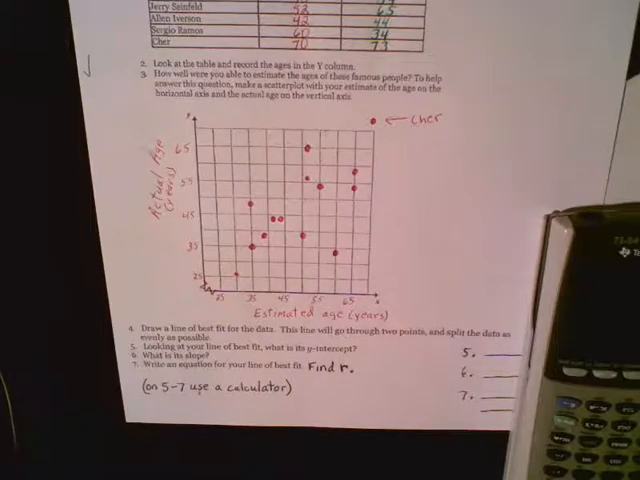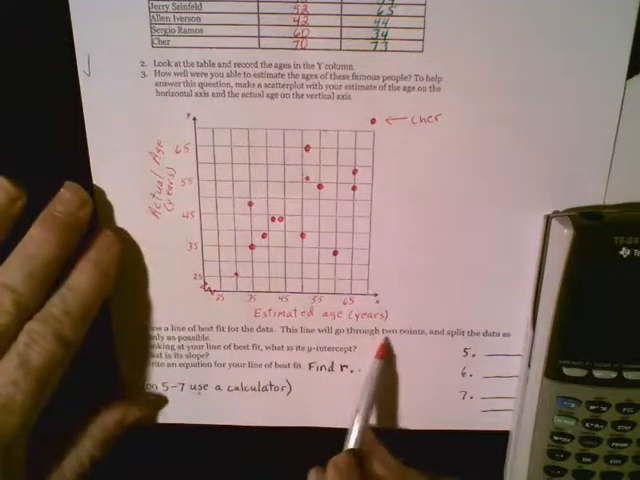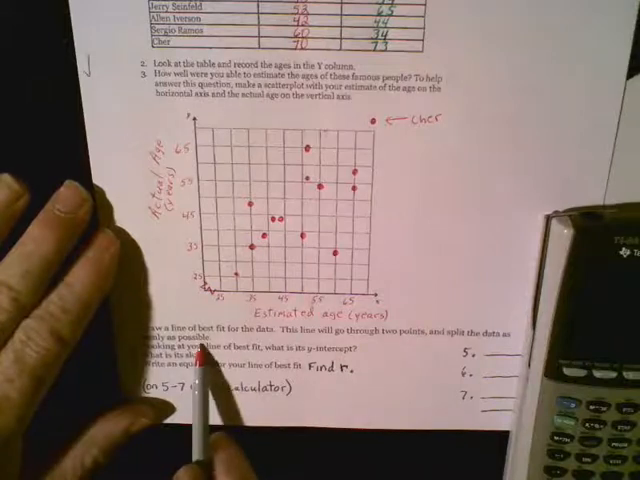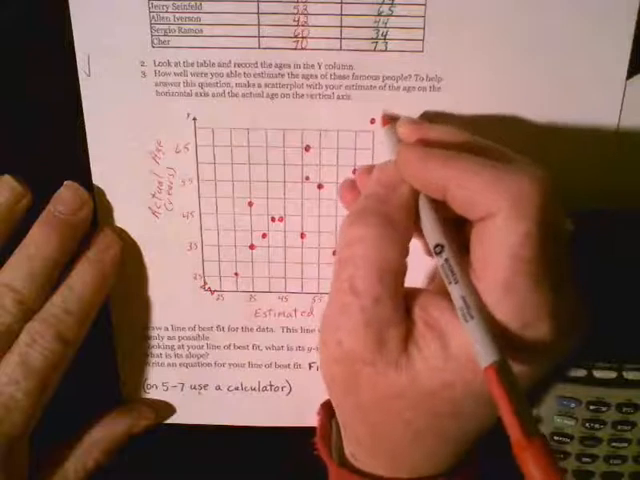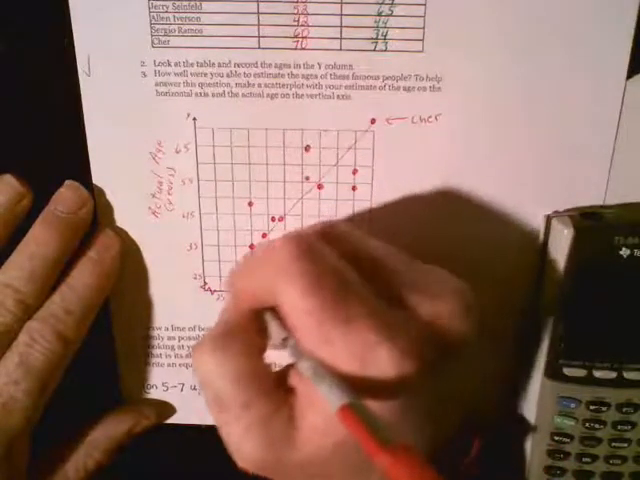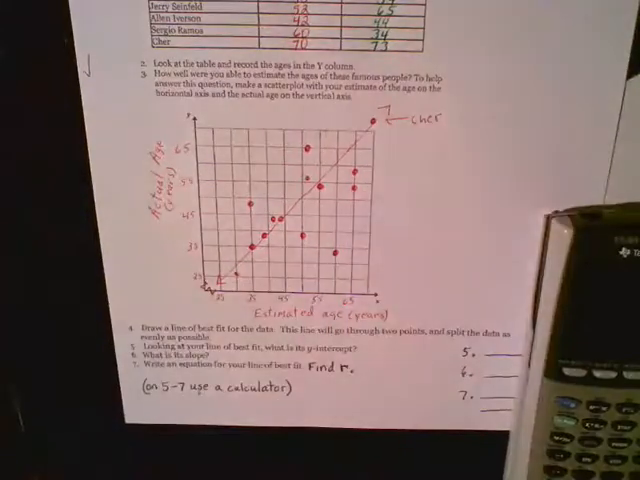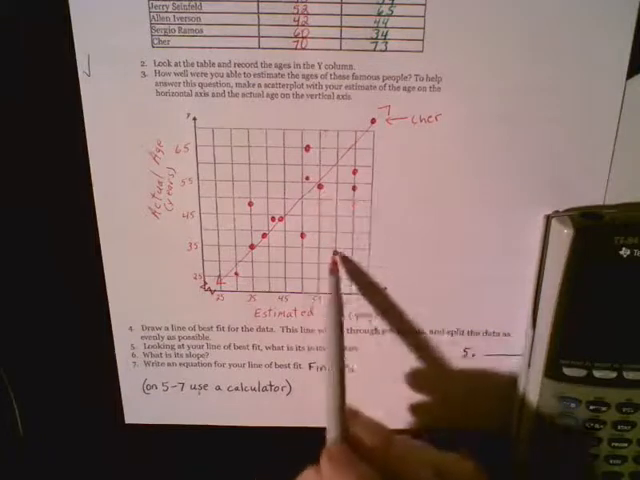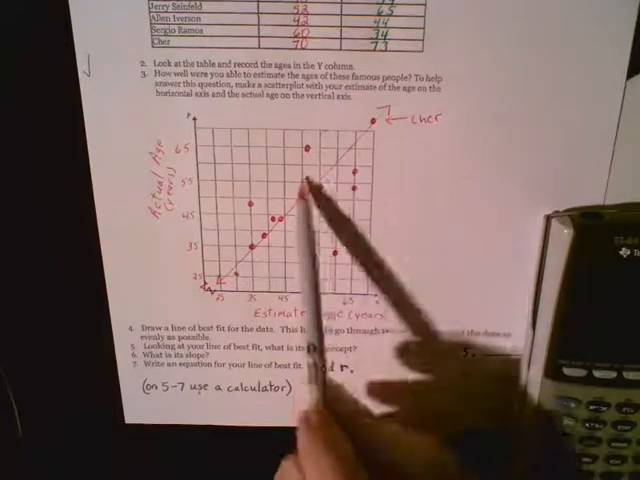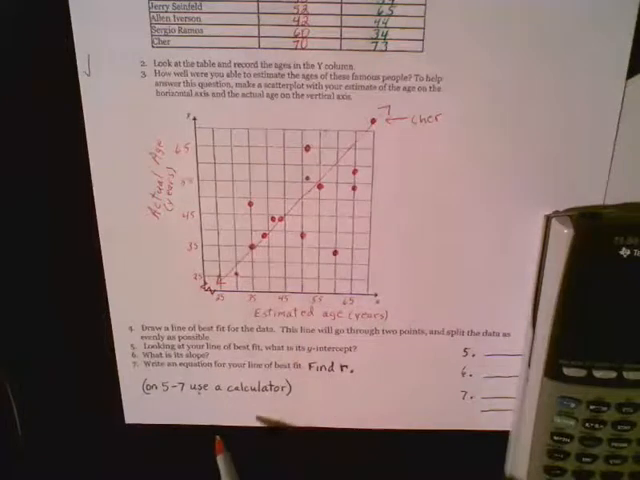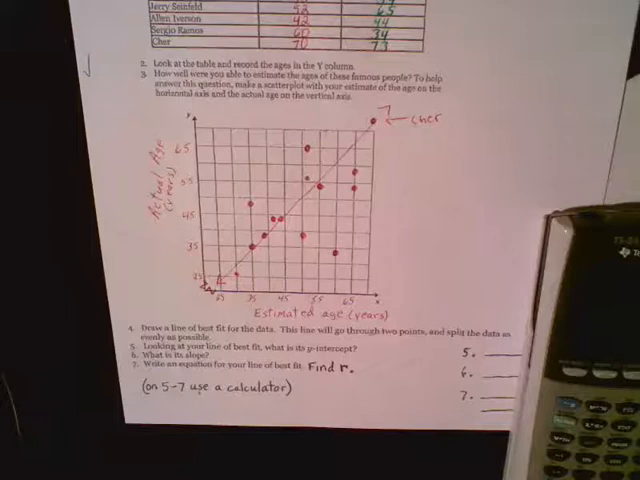It says draw a line of best fit for the data. The line will go through 2 points and split the rest of the data evenly. My line of best fit might be maybe something like that. There's about 1, 2, 3, 4, 5 on the bottom side, 1, 2, 3, 4 on the top side. Well, there's 6 on the bottom side maybe, but that's about as close as I'm going to get. Notice that it's sort of just scattered everywhere. It doesn't look like it's completely linear.